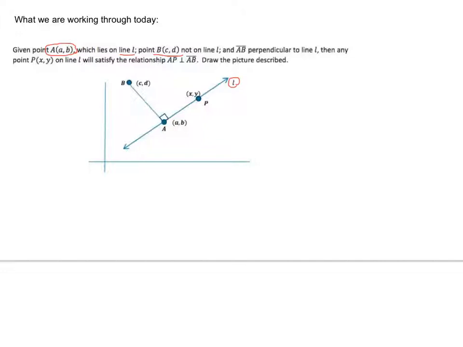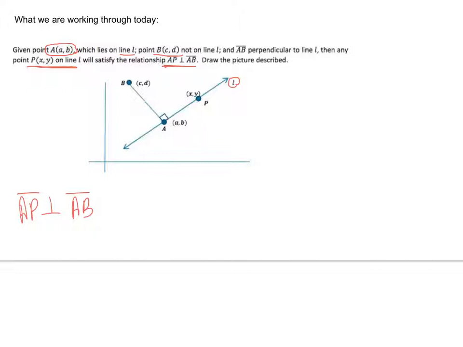Any point P on line L will satisfy the relationship that AP is perpendicular to AB. AP is perpendicular to AB, because P is on line L, and line L is perpendicular to line AB, so this is on this line. We've already said that this line and this segment are perpendicular. Therefore, this segment will be perpendicular to that segment because this point lies on this line. Okay, so draw the picture described. Check.